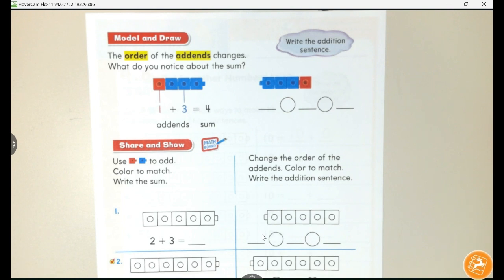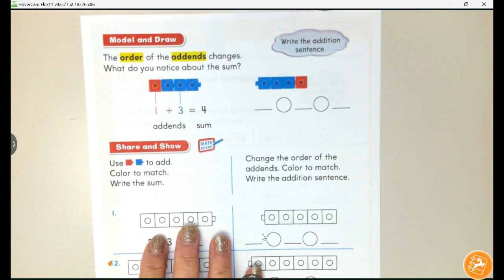So knowing that the order of add-ins does not change the sum is a really important concept for our first graders. A lot of hands-on activities for this unit because the way that our students learn best is by doing. So we want to use a lot of manipulatives in our strategies with this unit.